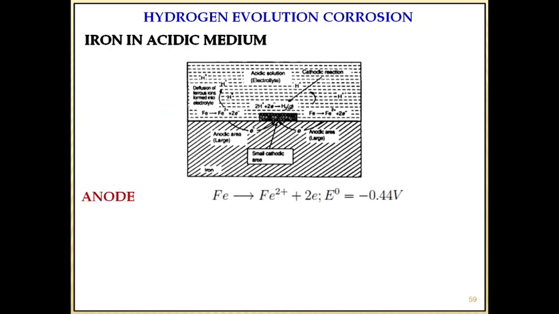Let's take the example of iron. This is a schematic representation. Iron, the reduction potential is minus 0.44. Iron is getting converted to Fe3+. The reduction potential is minus 0.44, and this is the potential of hydrogen, which is 0. If you look at the potential, it's very clear that iron will be acting as the anode, and this is the reaction that is happening there. Hydrogen will be acting as the cathode and hydrogen evolution will occur.